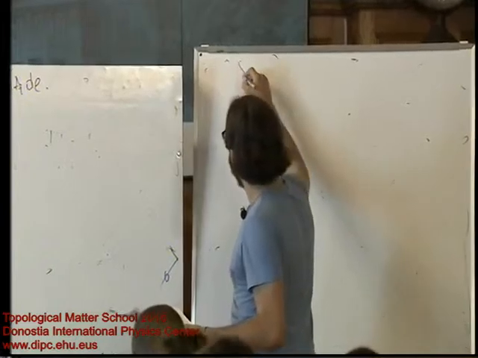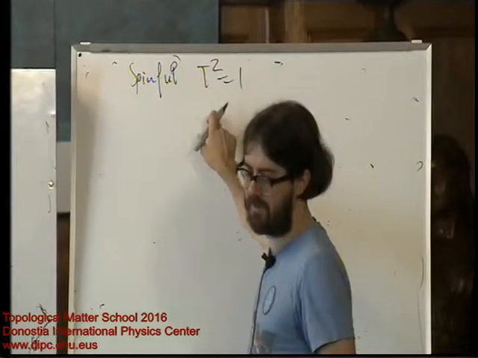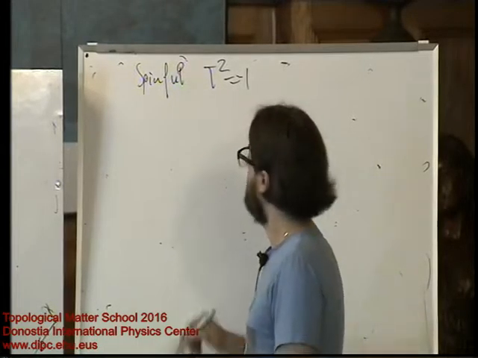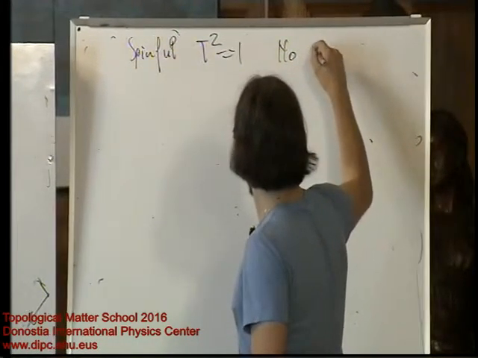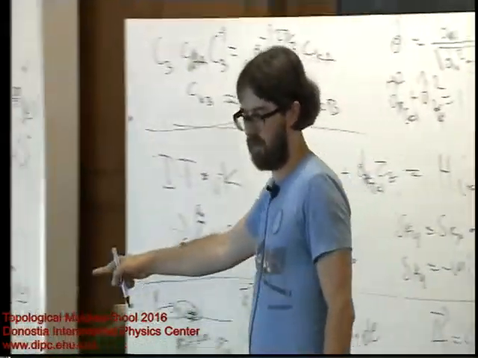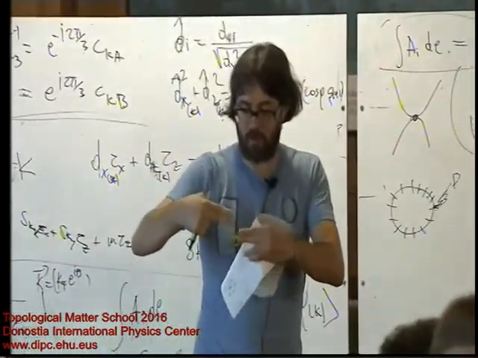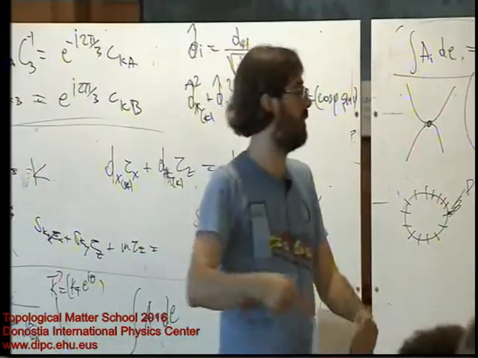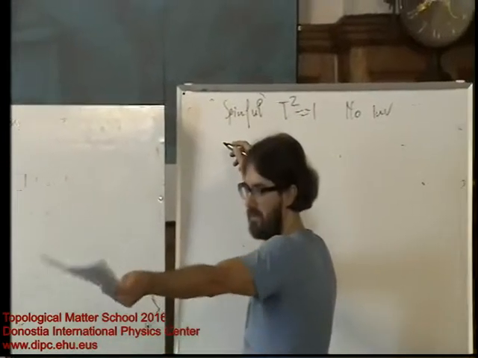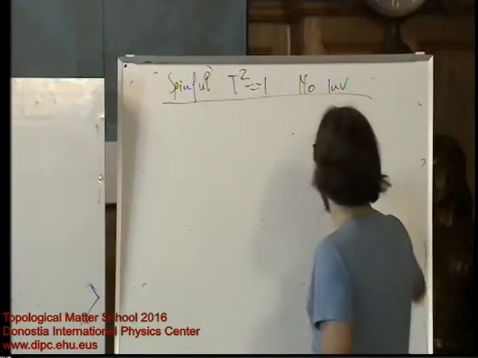If I have spinful, so T squared equals minus 1, I'll relax this symmetry later. But no inversion. I used inversion here because I worked with spinless graphene. I've argued that if I have inversion, in spinful cases, bands come doubly degenerate at every point. So crossings between them have to be fourfold degenerate, because two bands and two bands. And they usually don't happen, unless in the Dirac case, which is a different story. OK, so spinful T squared equals minus 1, no inversion.